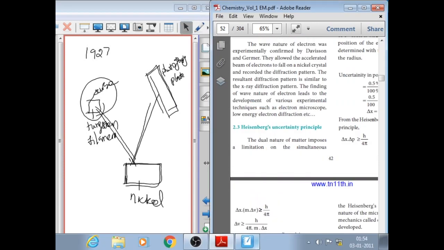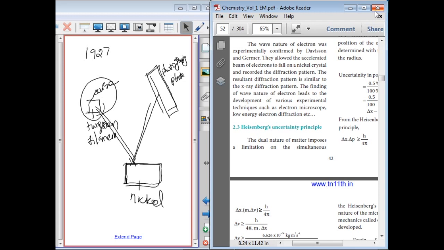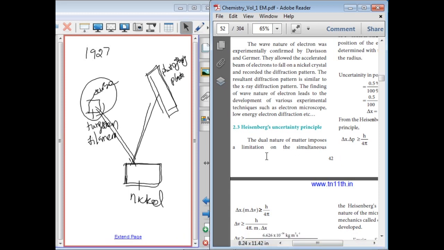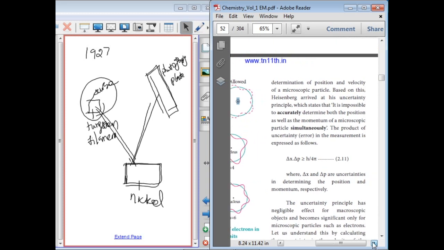The next one is the Heisenberg uncertainty principle. The dual nature of matter, that is wave and particle nature, imposes limitations on the simultaneous determination of position and velocity of a microscopic particle.